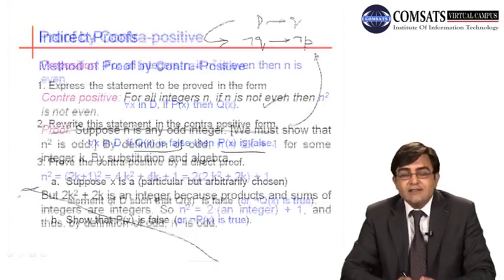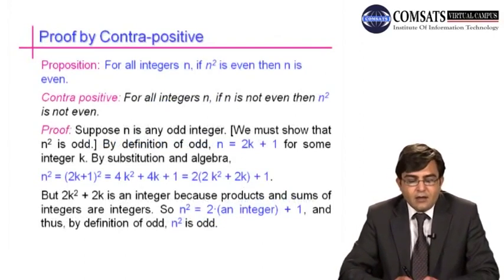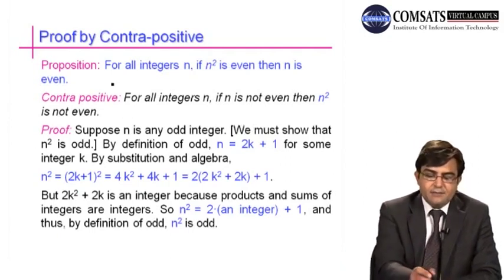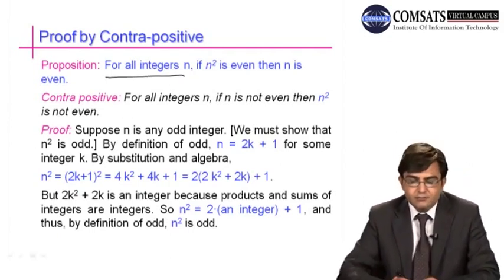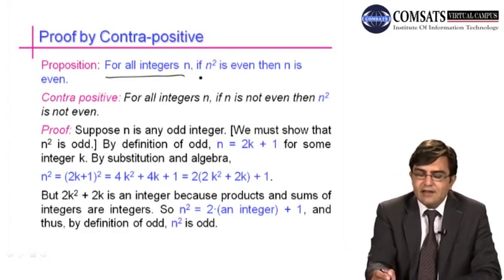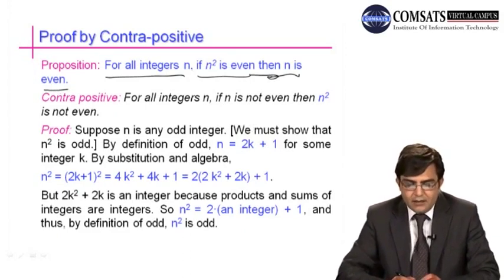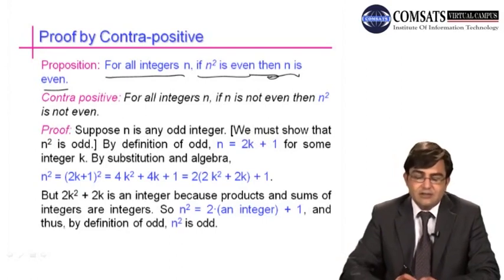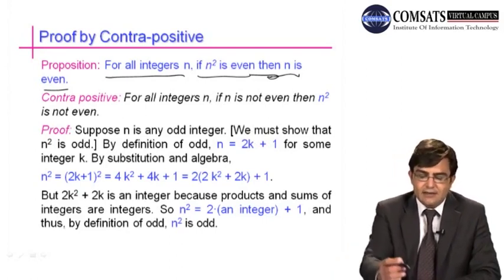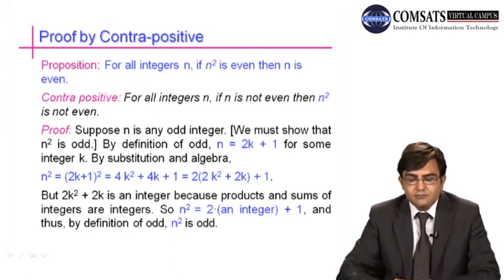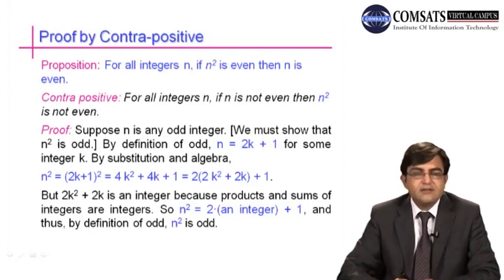We take an example, a proposition, and we prove this proposition by the method of contraposition. So what is the proposition? For all integers n, this is basically the domain, if n square is even, then n is even. So this is what we have to prove. First of all, this statement is written as a universal conditional statement: for all integers n, if n square is even, then n is even.